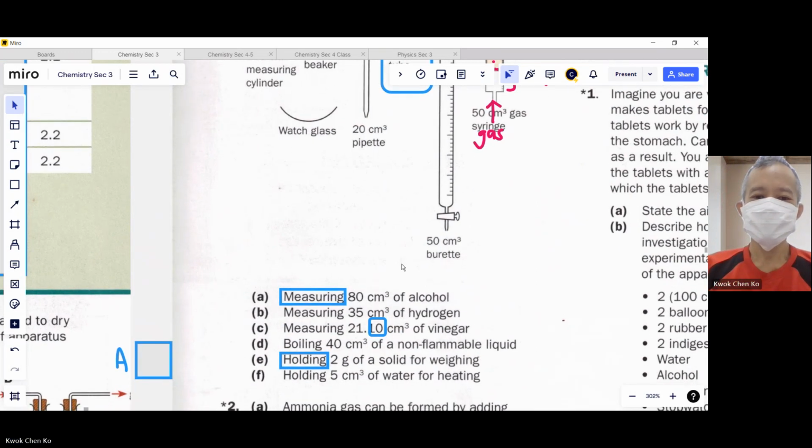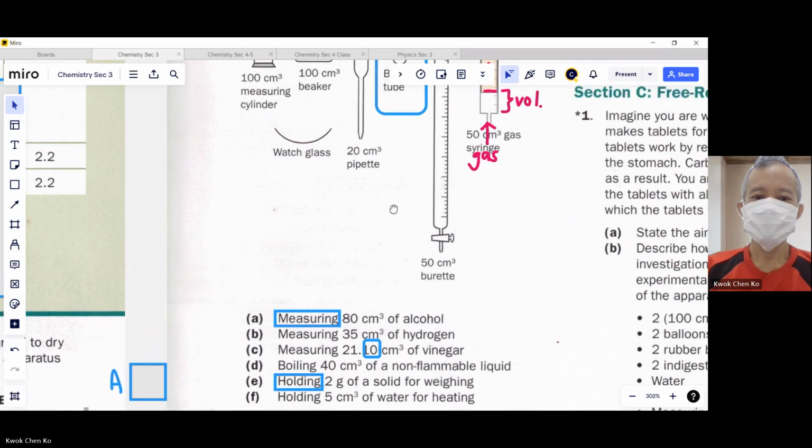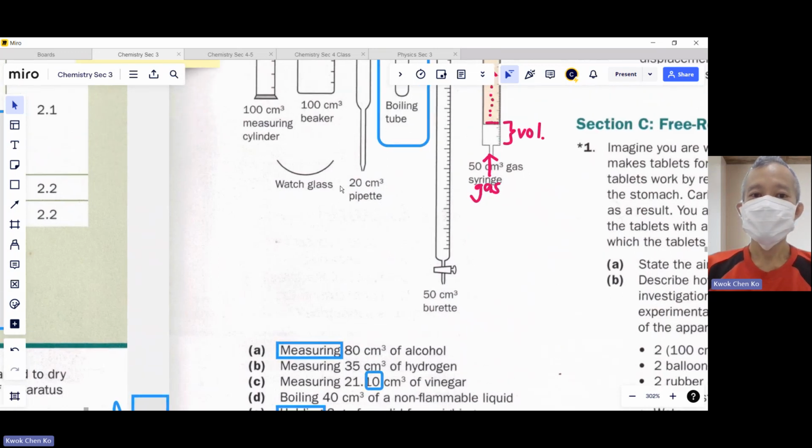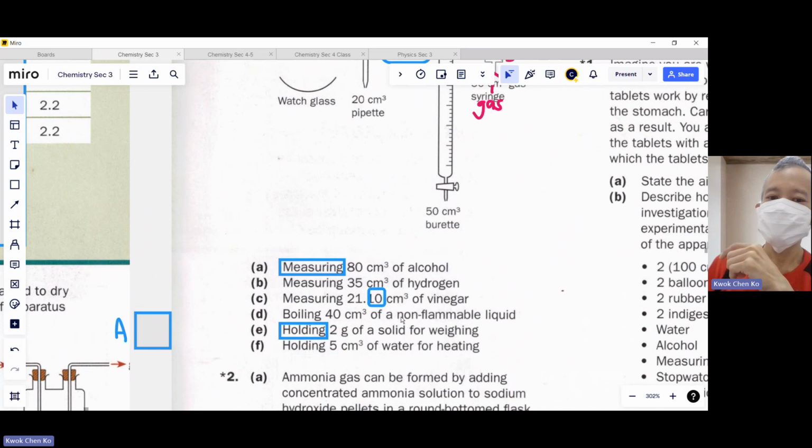Part E. I put watch glass. I don't know what it does. Oh, I've seen it before. It's quite small though, just about the size of your palm. It's just a concave glass. Basically it's for solids. So correct. It's quite small, but here 2 grams is good enough.